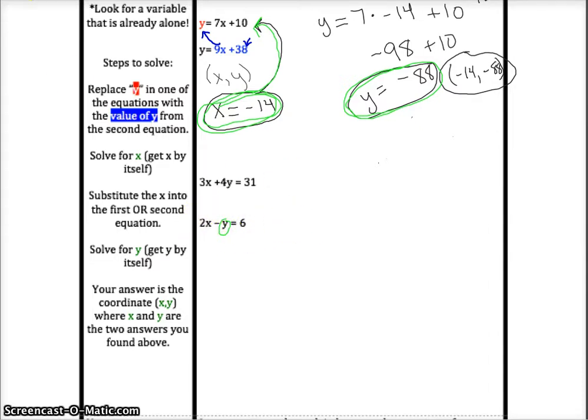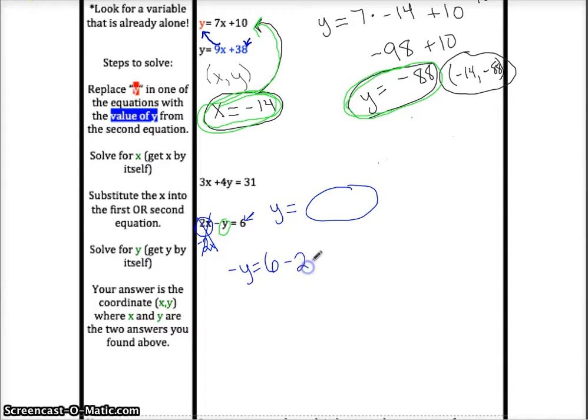So let's do that. And I'm going to use blue again to stay consistent. So I'm going to change this formula to get y by itself. So it's going to be y equals something. And I don't know what yet. Okay, so in order to get y by itself, I need to get rid of this 2x. This is a positive 2x. So I need to subtract 2x from both sides. 2x take away 2x goes away. And on this side, I have negative y equals 6 minus 2x.